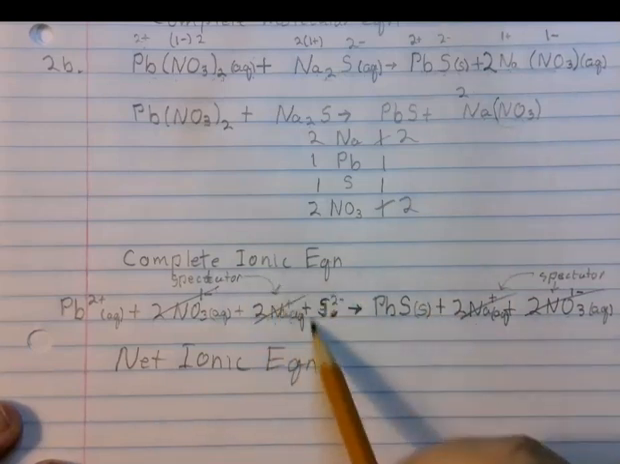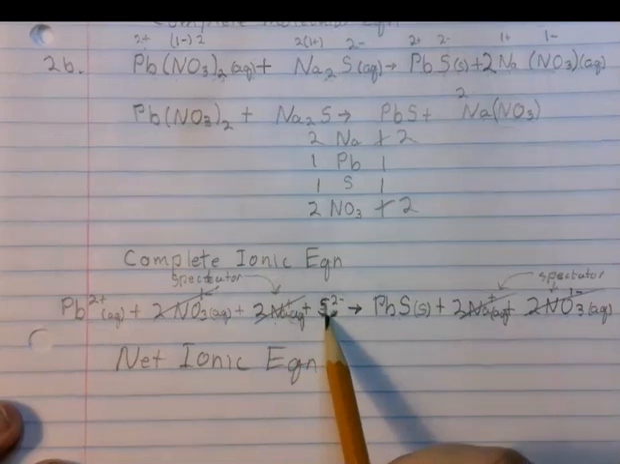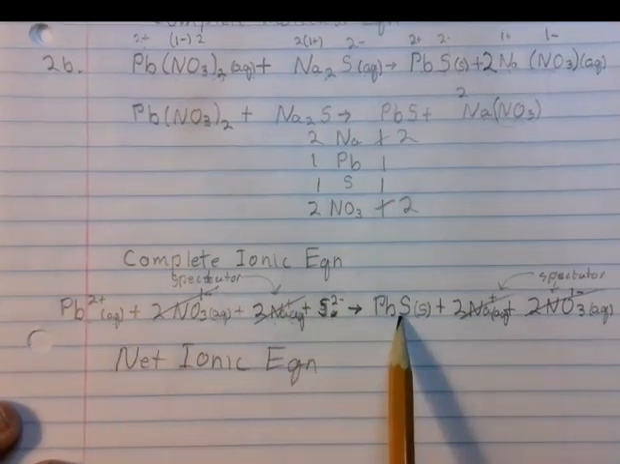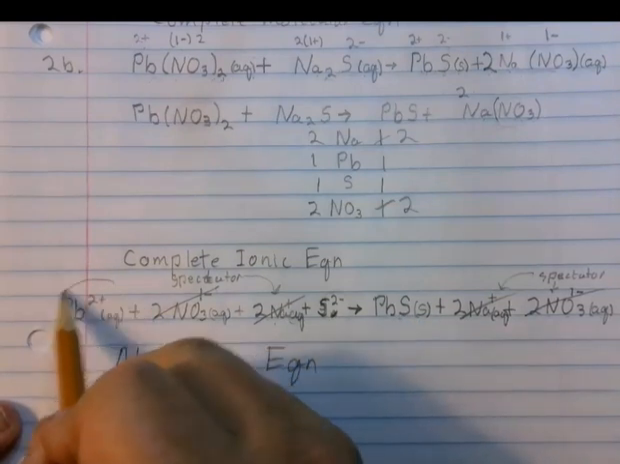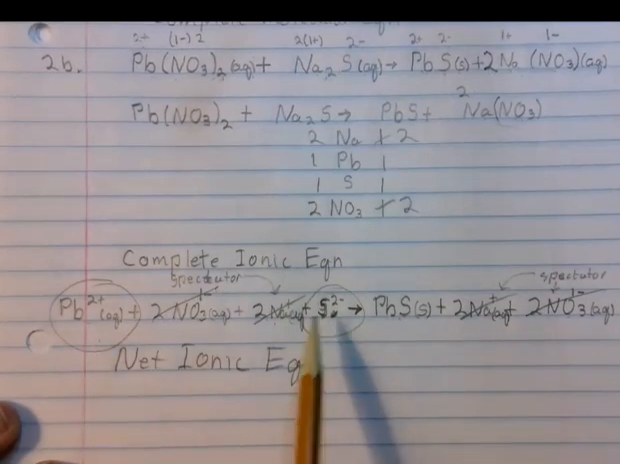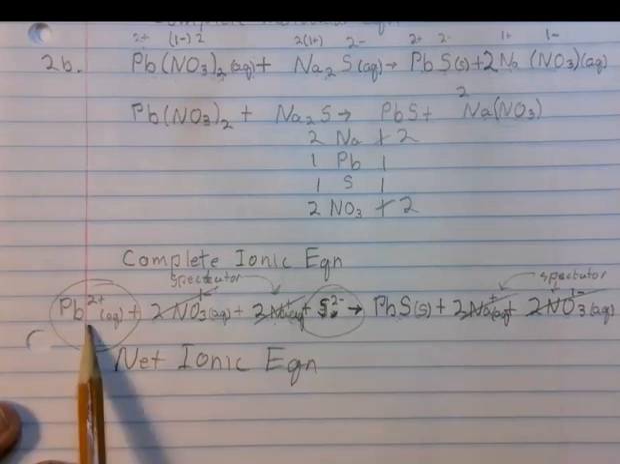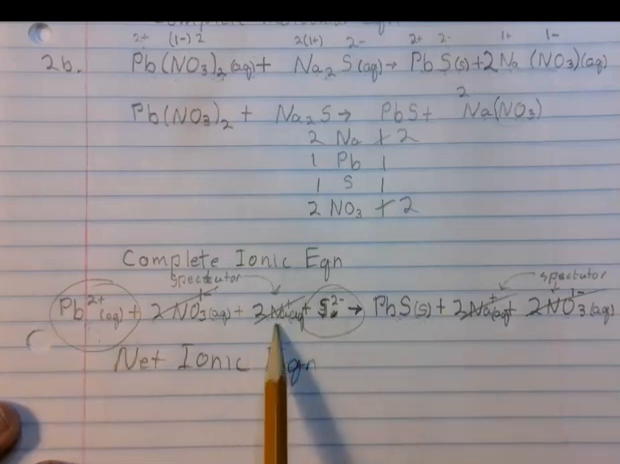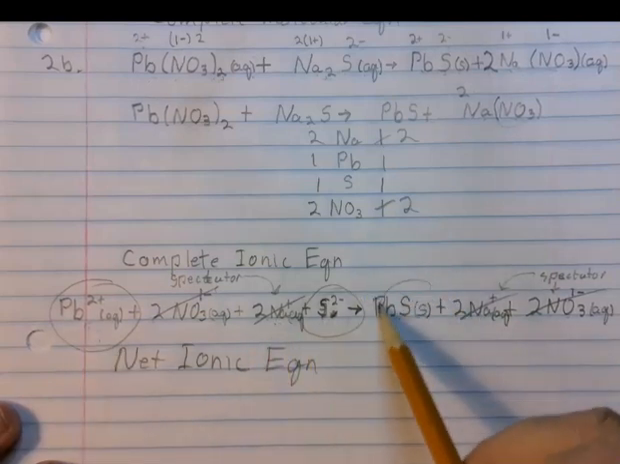Finally, I have the S. That's an S2 minus, so a little hard to read. But that combines with the Pb to form the lead sulfide. So that means I'm going to circle the ones that are actually part of the reaction. In other words, they don't appear exactly the same on both sides. Okay, the lead combines with the sulfide. It doesn't appear just as lead ion. The sulfide, same thing. So this, and this.